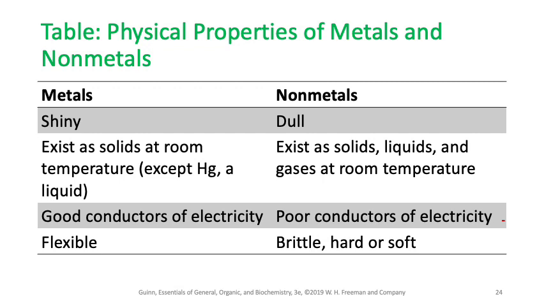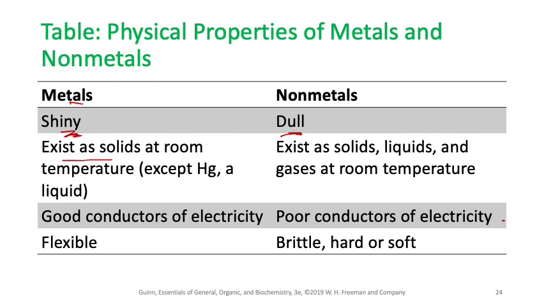Now let's talk about some of the physical properties of metals and non-metals, now that we already know where you can find the metals and non-metals in the periodic table. Let's talk about how you can differentiate depending on the physical properties of metals and non-metals. So metals are shiny in nature, whereas non-metals are dull in nature.